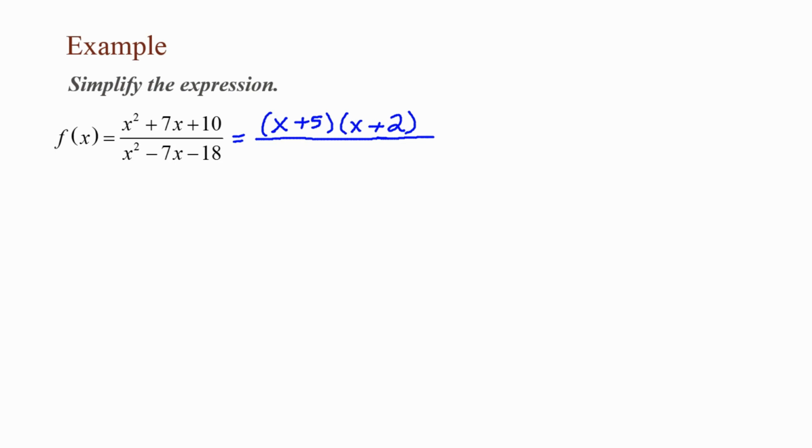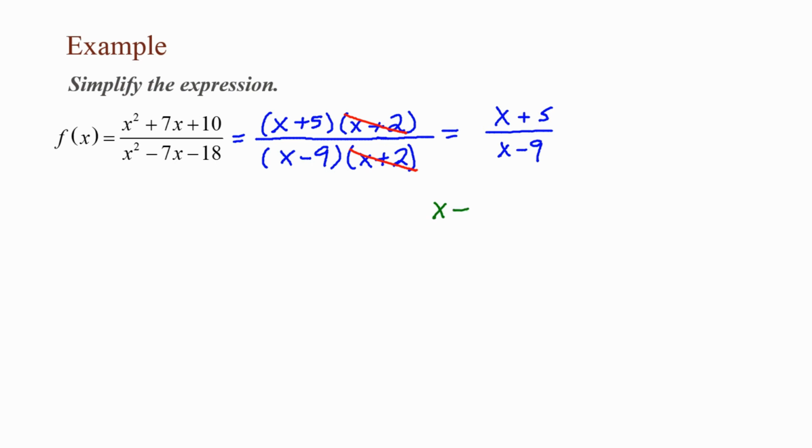For my denominator, I need two factors of 18 that multiply to be a negative 18, but add to be a negative 7. So that will be x minus 9 and x plus 2. The x plus 2's can cancel, so my final answer is x plus 5 over x minus 9. It's always a good idea to check to see what your excluded values are.